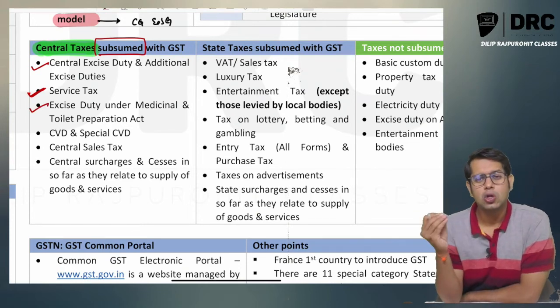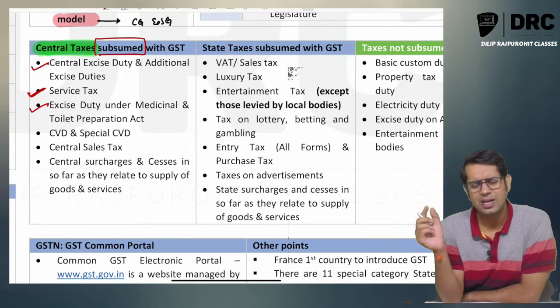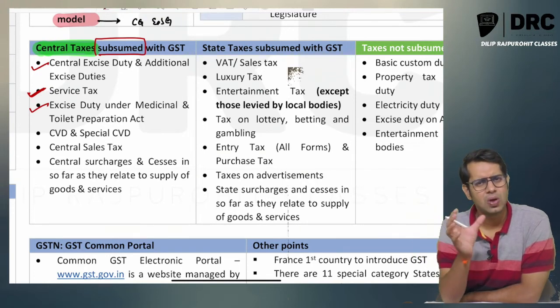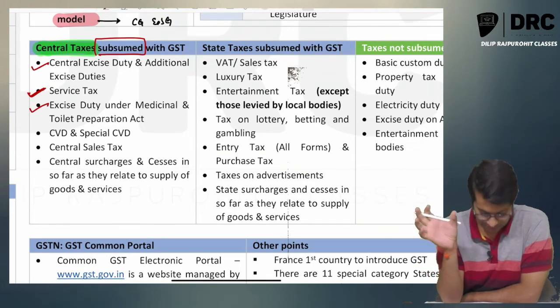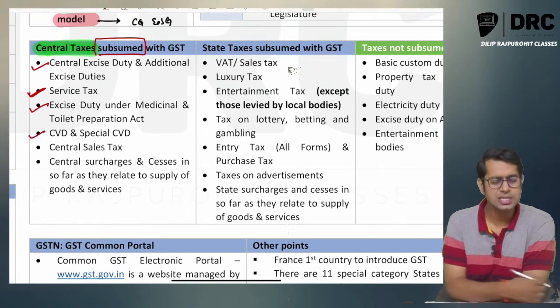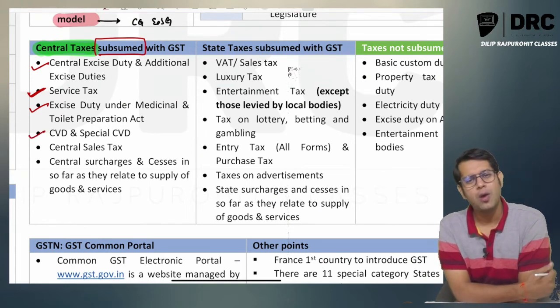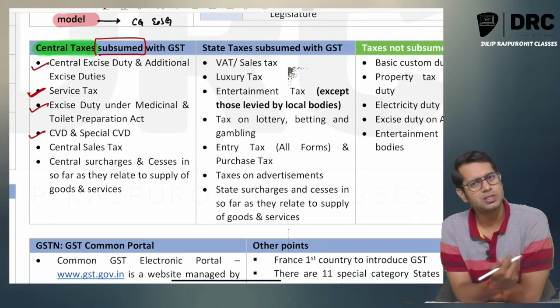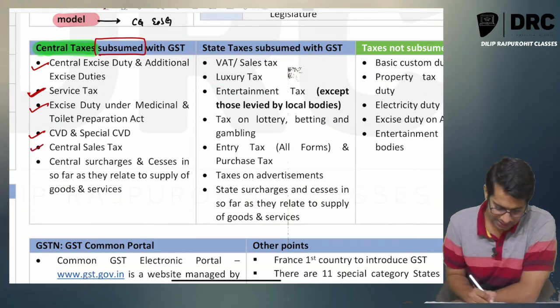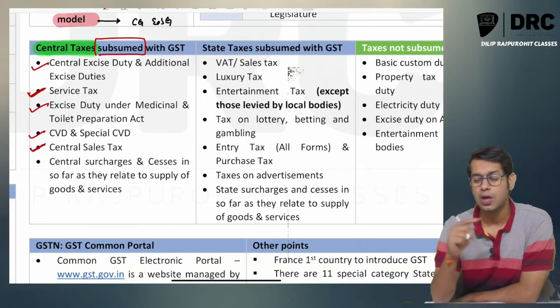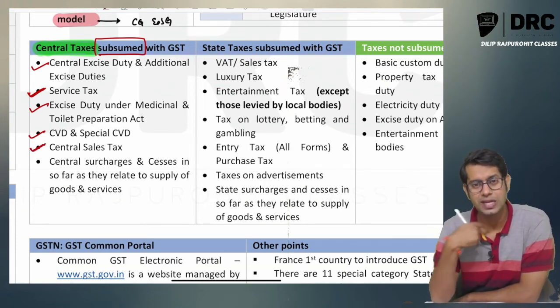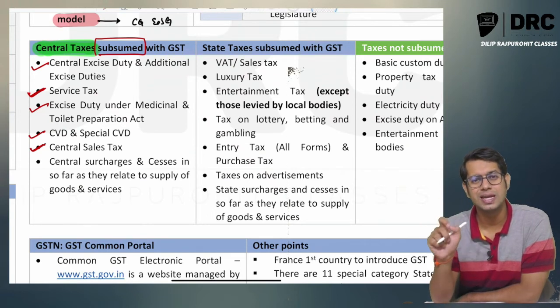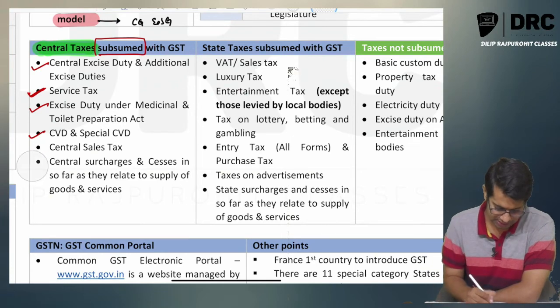Excise duty on medical and toilet preparation, by the Medical and Toilet Preparation Act, they were collecting something called excise duty. That is also merged with GST law. CVD and special CVD, a form of excise duty and VAT which was collected in case of import of goods, is now merged with GST law. Central sales tax, before, whenever the supply was made from one state to another state, there was something called central sales tax which was collected. Now that is also merged with GST law.